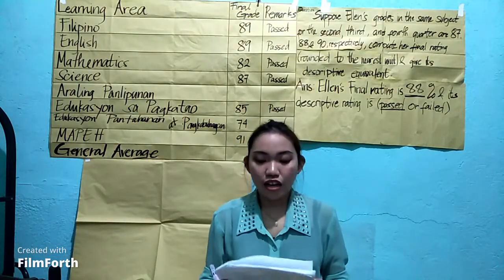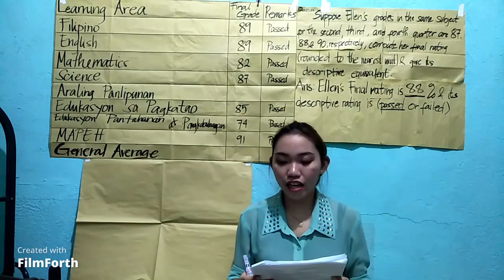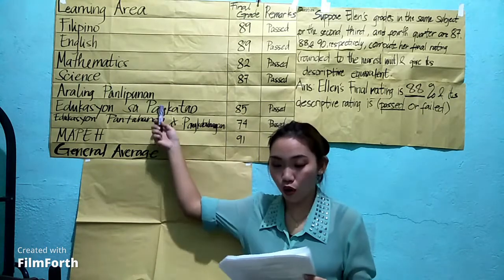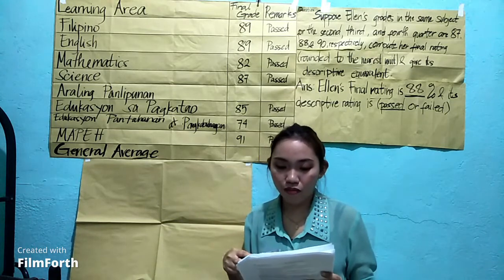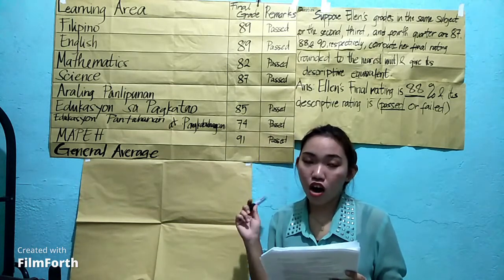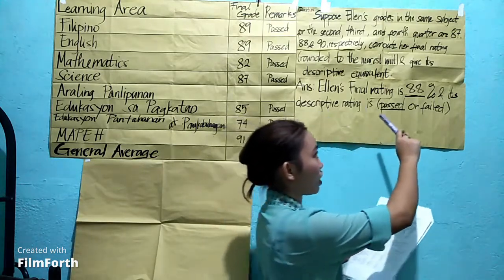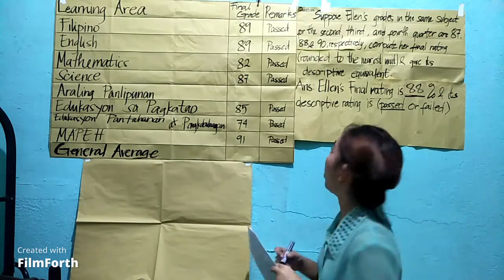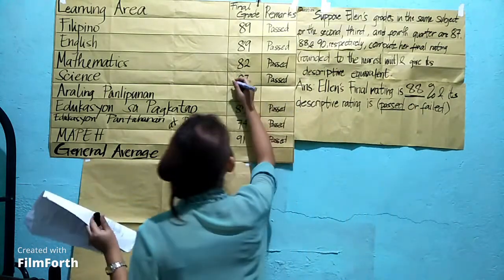The final numerical and descriptive ratings of Ellen in the other learning areas and subjects are given below. Using the result you obtained above, determine her final grade. So using this grade of Ellen, it is from Araling Panlipunan. So 88 and pass. So let's run.